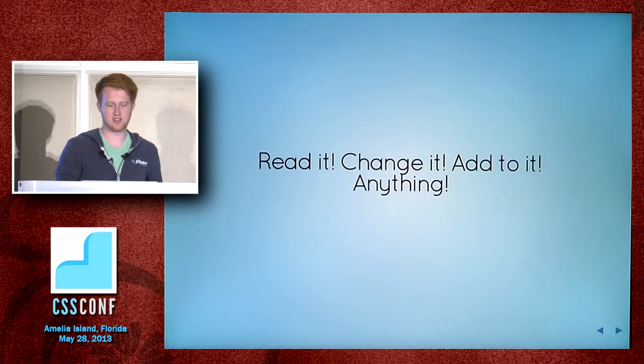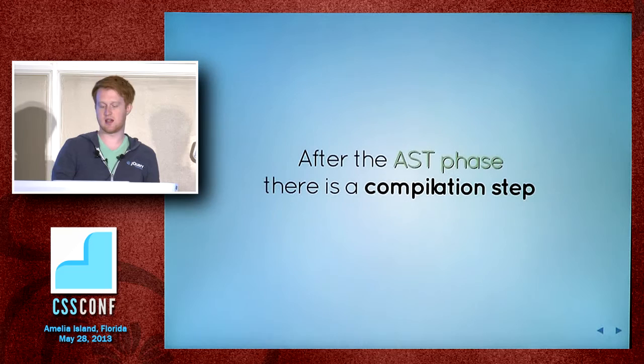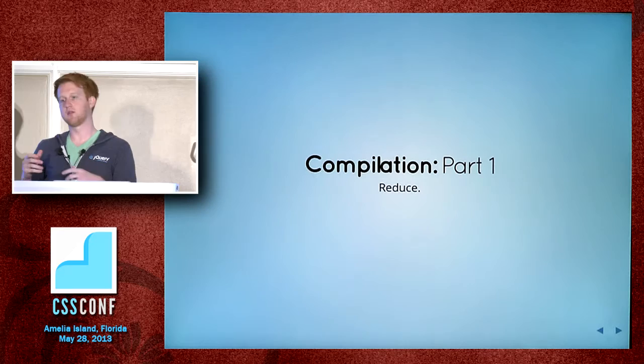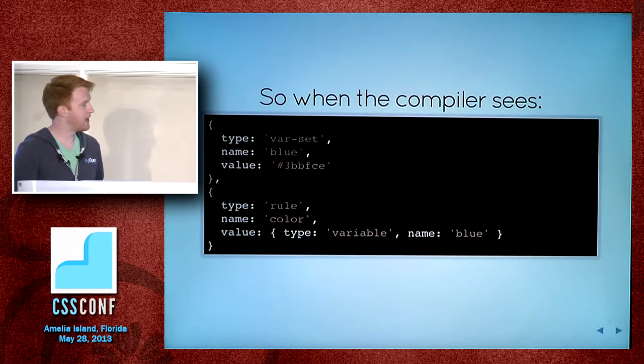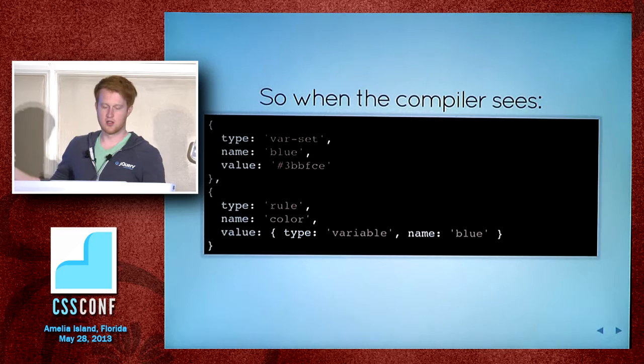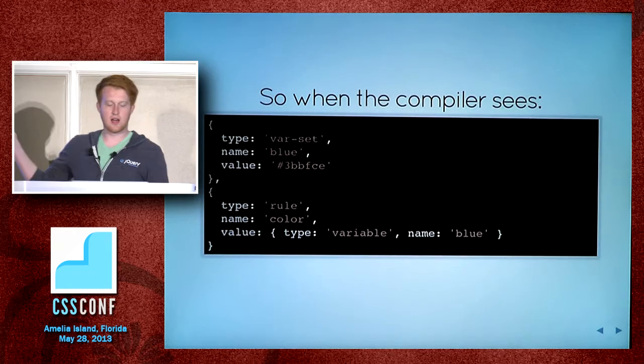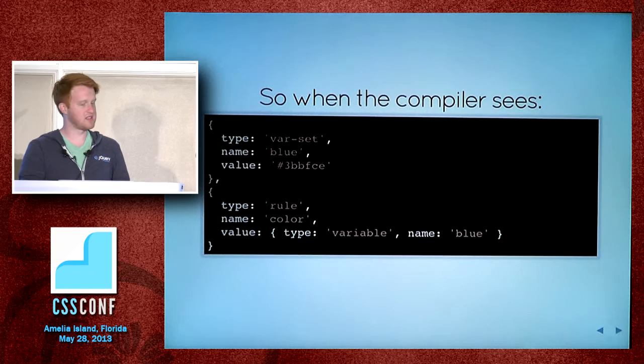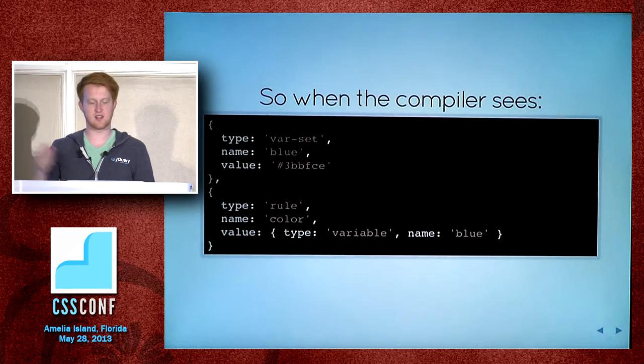So there's a compilation phase after this. What it'll do first is reduce your preprocessor AST into a CSS AST. So you have this AST, this is the data. You have two nodes here. The first one is you're setting a variable blue to this blue color that we've been using. And then we have a rule somewhere later. Well, I guess you can set a variable inside of a declaration. You have a rule, and it sets the color to that variable named blue. And so this is not a valid CSS node because there are no variables in CSS yet, and so we couldn't compile this into CSS.